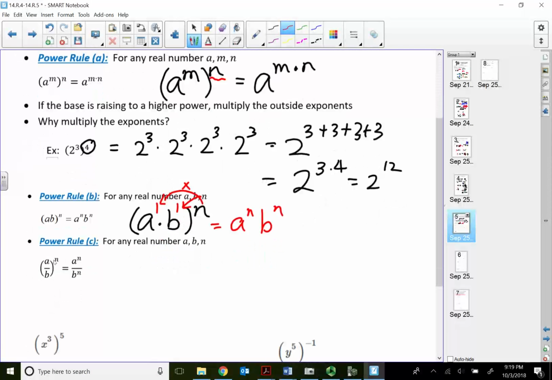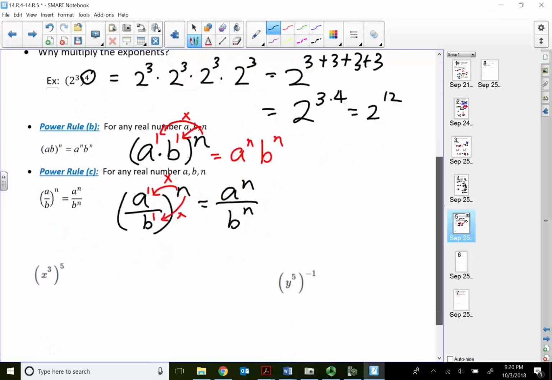Power rule C is simply a division version of power rule B. Again, when I'm raising to a higher exponent on the outside of my parenthesis, that outer exponent n will distribute its power onto all the bases, or all the factors, on the inside through multiplication. So that's why I come out to be a to the n over b to the n. Let's look at some examples real quick.